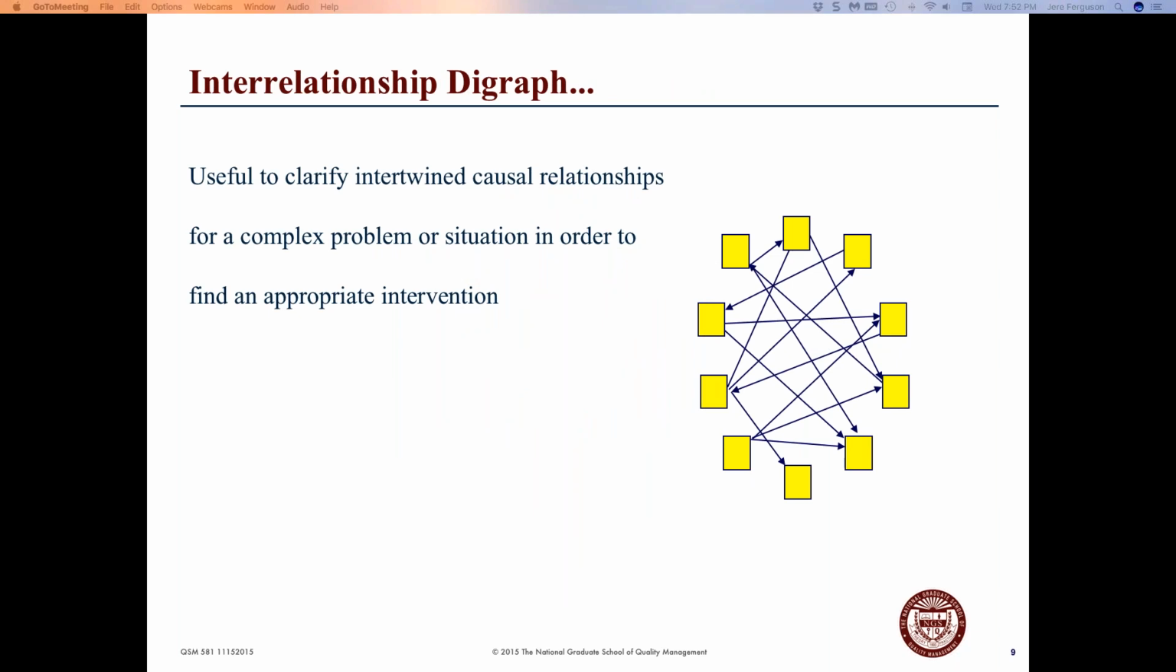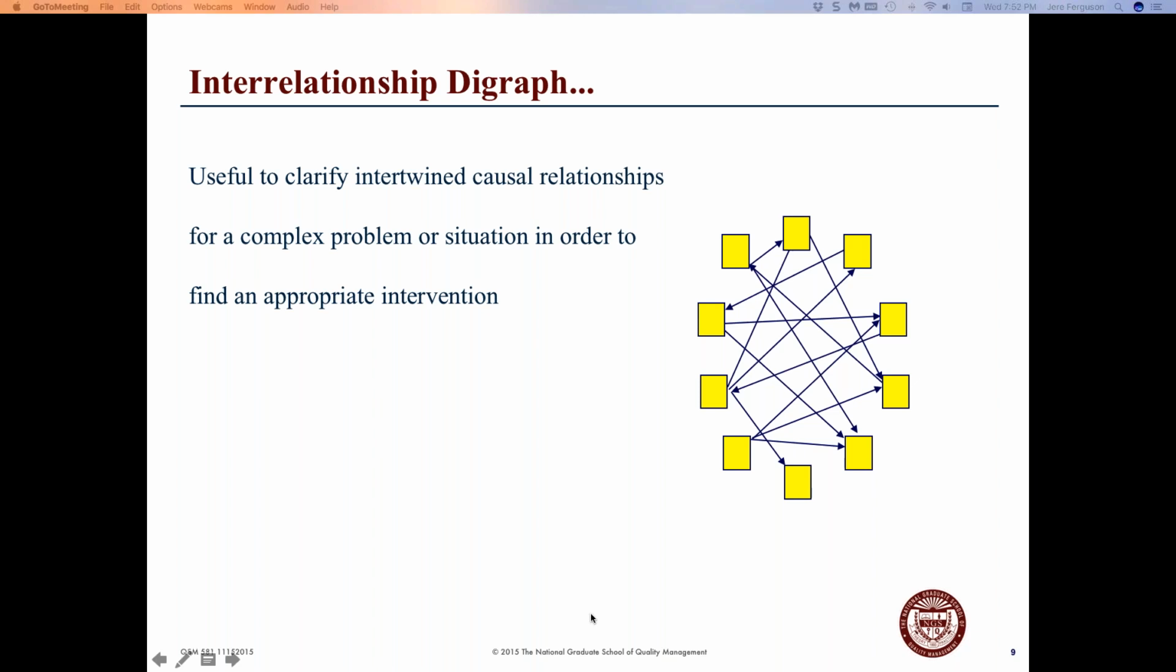This is what we call an interrelation diagram. They're used to clarify intertwining causal relationships of complex problems and situations in order to find an appropriate intervention. I'm going to show you some additional slides that explain this, but basically an interrelationship diagram is what we use to help us find out where the root causes are and where the touch points are that we need to be working on within a process.